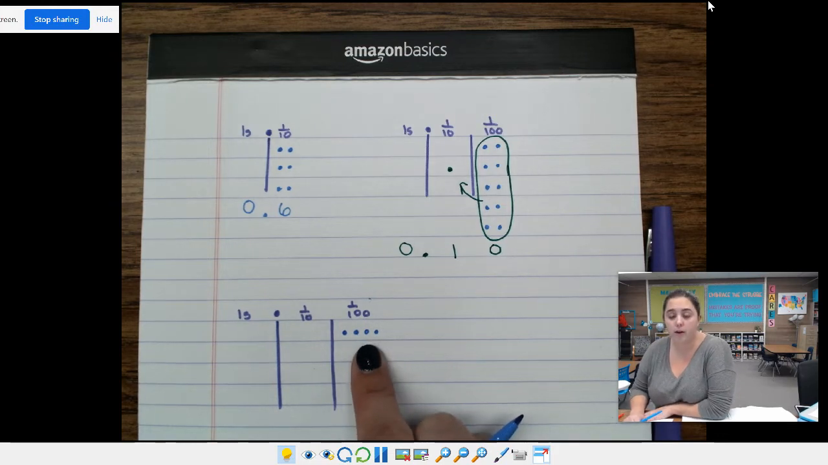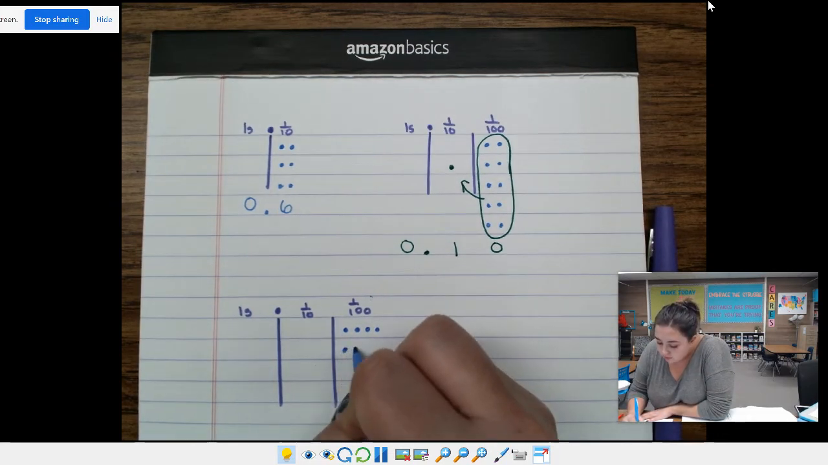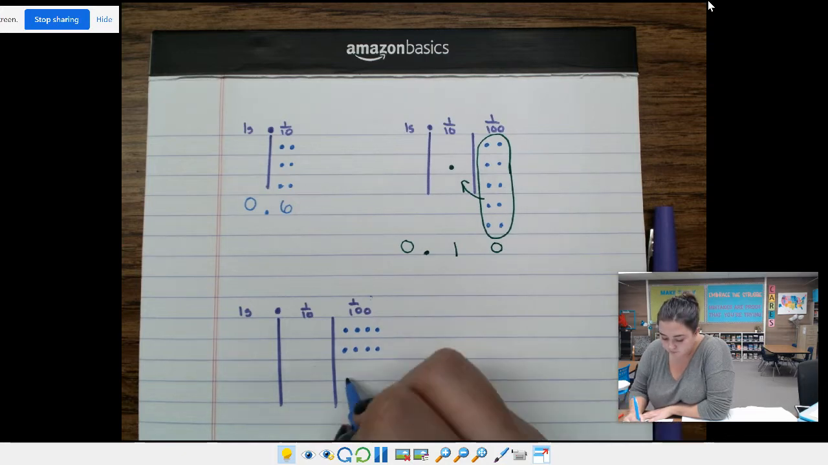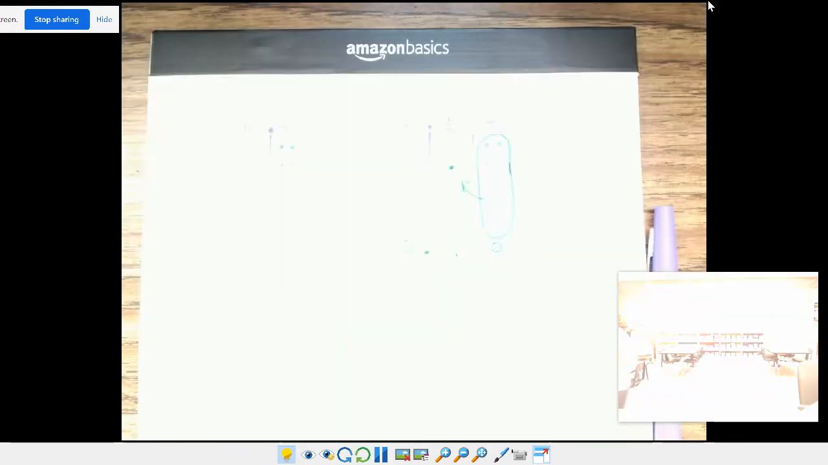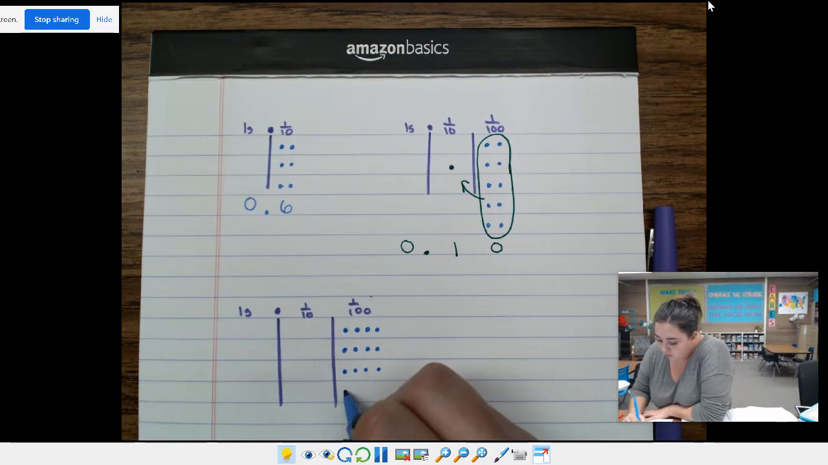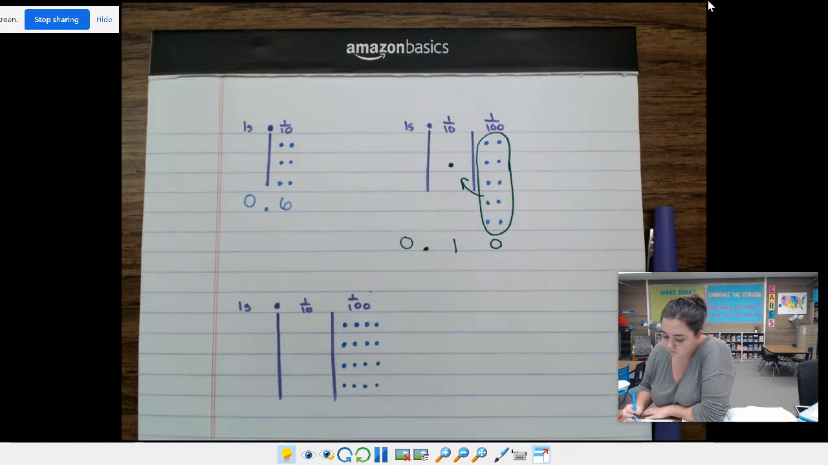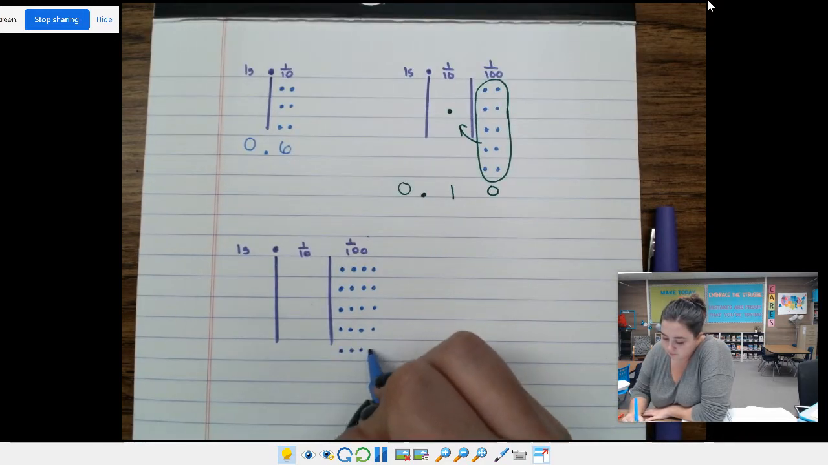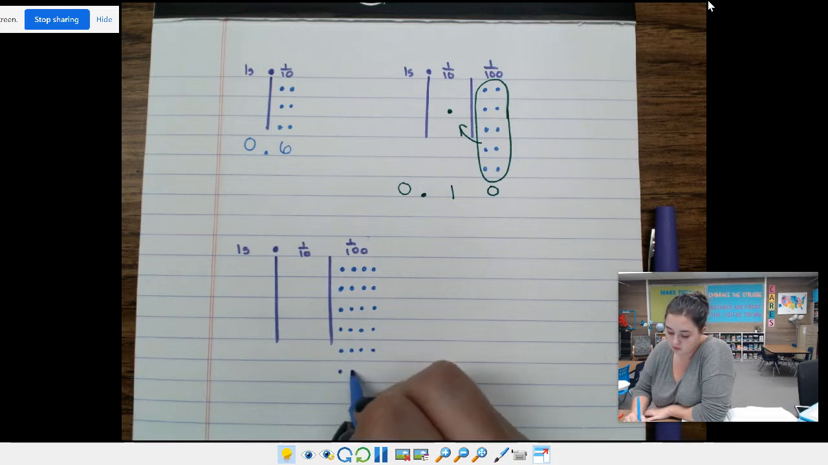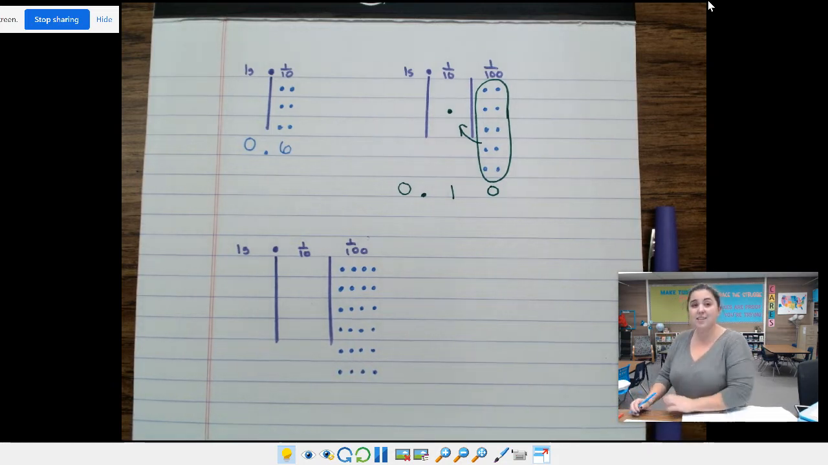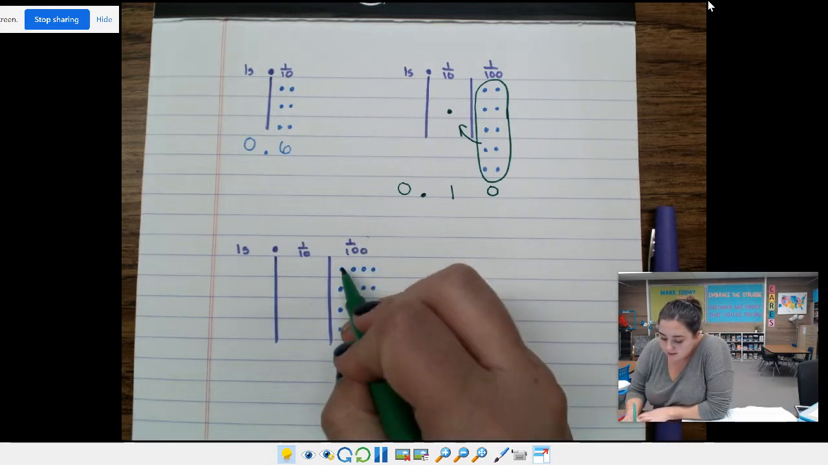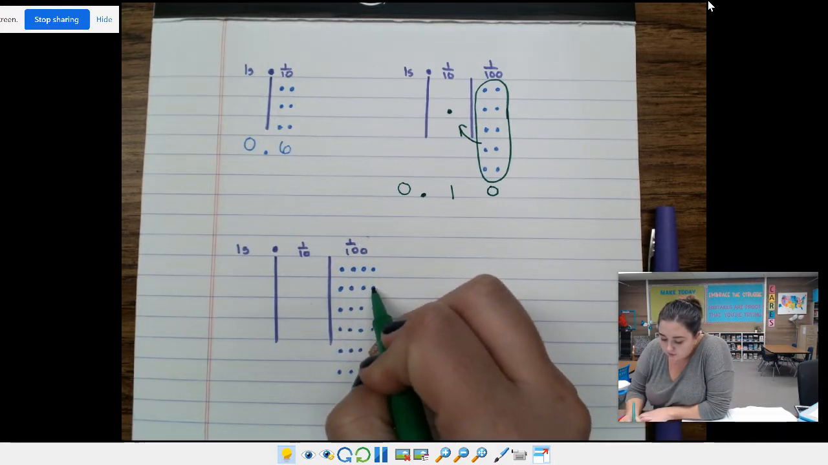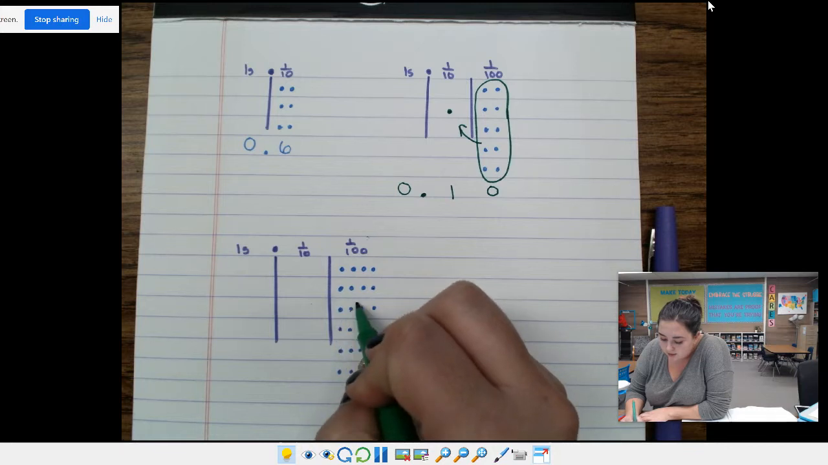So here's 1 group of 4 hundredths. Here is 2, 3, 4, 5, 6. That is a lot of dots. All right, I have a feeling I'm going to go over 10. So think of these as pennies. I'm going to count out 10 pennies. 1, 2, 3, 4, 5, 6, 7, 8, 9, 10.